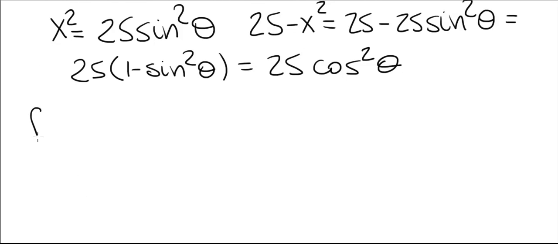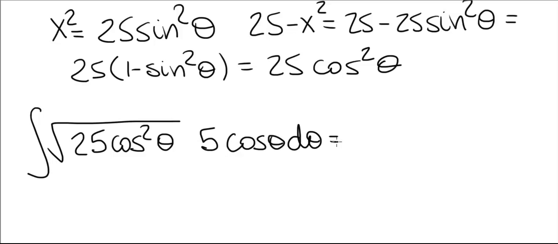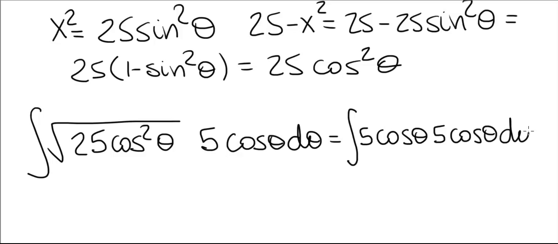So the integral becomes: the square root of 25 minus x squared is now replaced with the square root of 25 cosine squared theta, and dx is replaced with 5 cosine theta d theta. Assuming the square root of cosine squared is cosine, and the square root of 25 is 5, we get 5 cosine theta times another 5 cosine theta d theta. And this is equivalent to 25 out in front times the integral of cosine squared of theta.